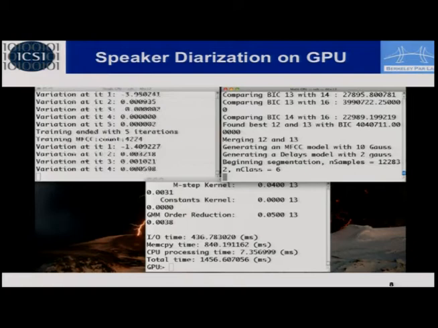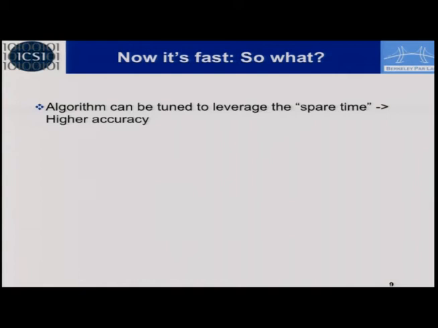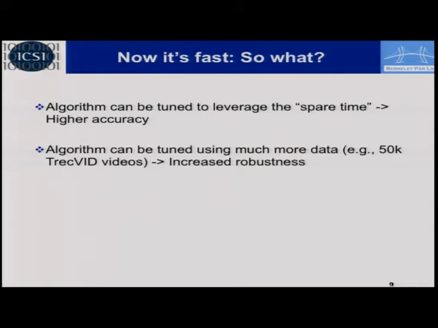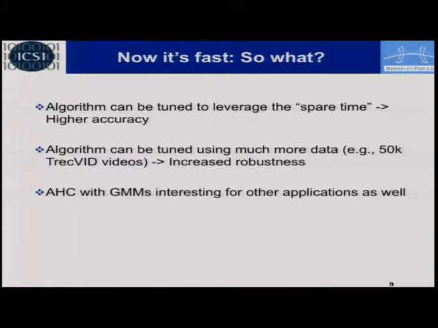But again, now it's fast, so what? So first of all, yeah, cool. Now you can say, well, now that I can run 250 times faster, I can leverage all this time and try to get high accuracy by doing more iterations or more complicated things. Sure, but this will be true with any speedup. And then also, we can run it on much more data. Now we have these large-scale data tasks in the multimedia community. For example, TRECVID is now 50K videos. That wouldn't have been possible when you need 3 times real time. Good luck. And also, given more data, as typical machine learning, you will have more accuracy. But then, it's also interesting. Again, all this stuff is interesting for other applications as well.